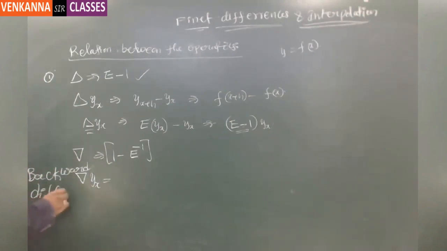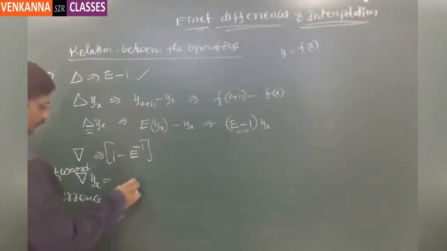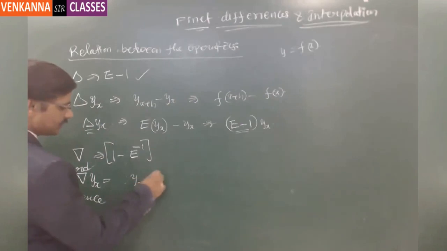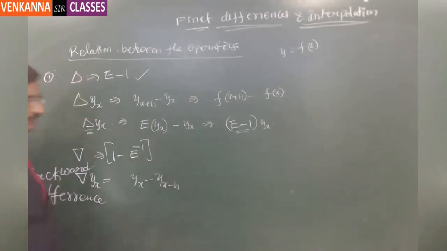So this backward difference operator, if it is operated on y(x), is going to give y(x minus h). So this is the backward difference operator meaning.